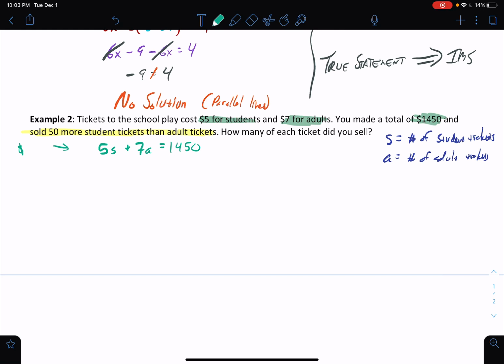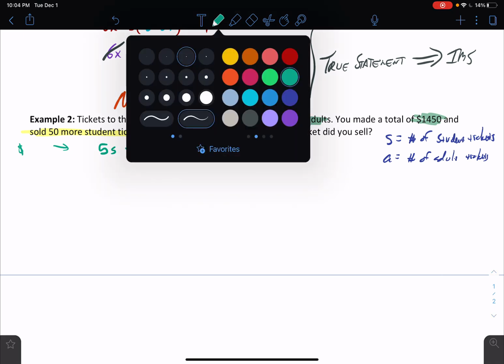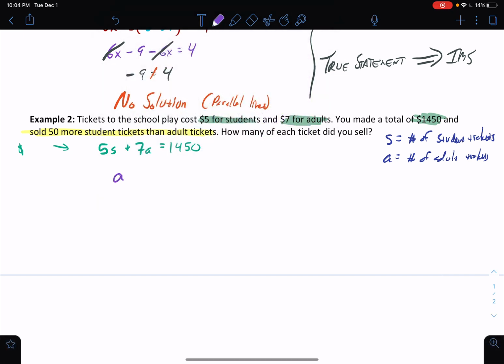If I sold 22 adult tickets, I sold 50 more student tickets, so I would have sold 72 student tickets. So if I sold A amount of adult tickets, what do I have to do to the number of adult tickets in order to get the number of student tickets? I need to add 50 to it, and that'll equal the number of student tickets.